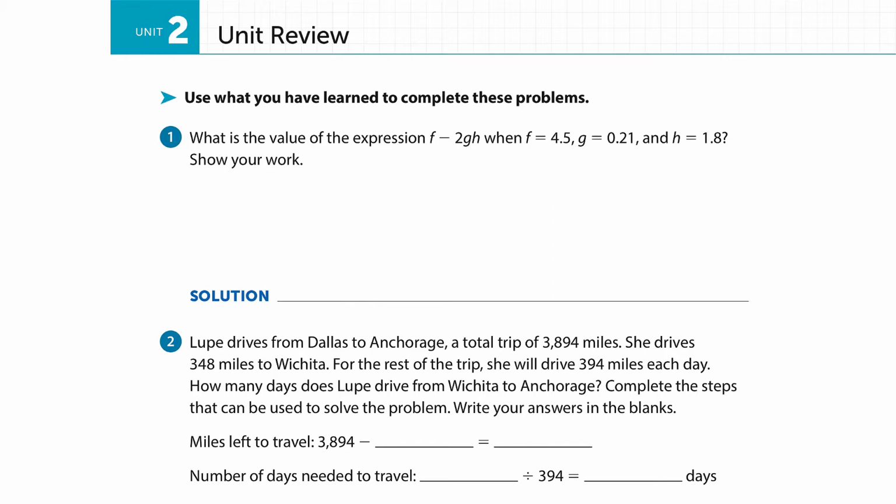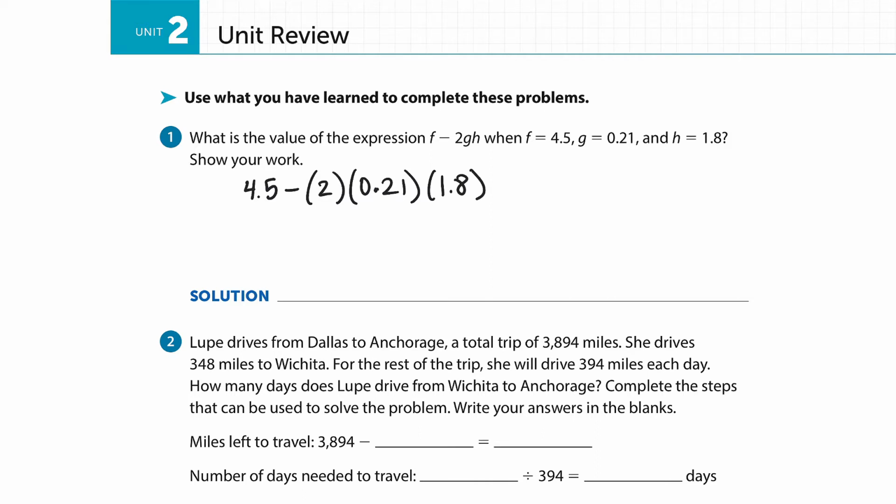So I'm going to start by wherever I see an f, I'll put that value, which is 4.5, minus 2. That's being multiplied times g, which is 2.1. And then that's also multiplied by h, which is 1.8. Okay, so that's how we'll start off with the problem.